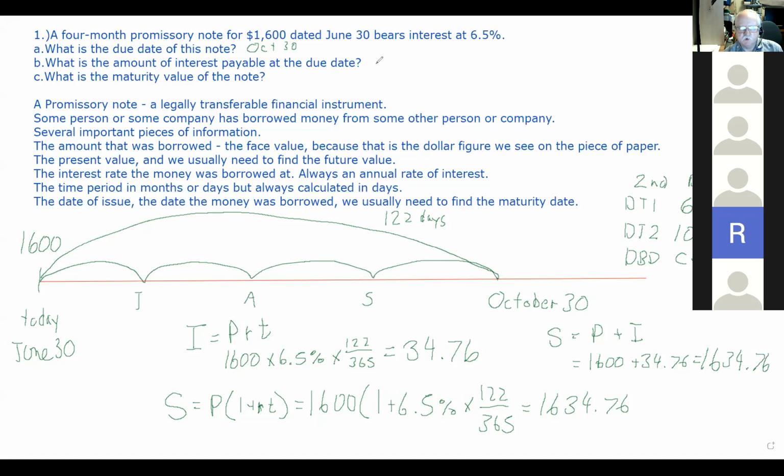So in terms of the questions up here, what was the amount of interest payable at the due date? We decided that was 34.76, and the maturity value of the note is 1,634.76.